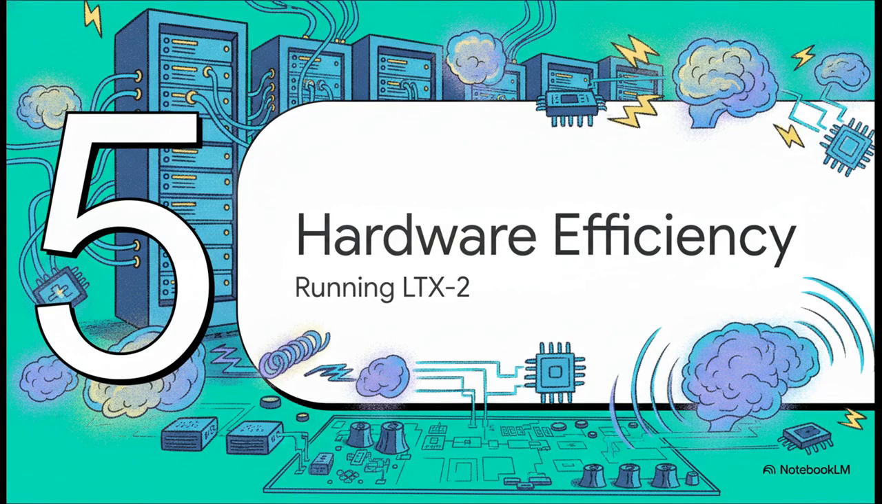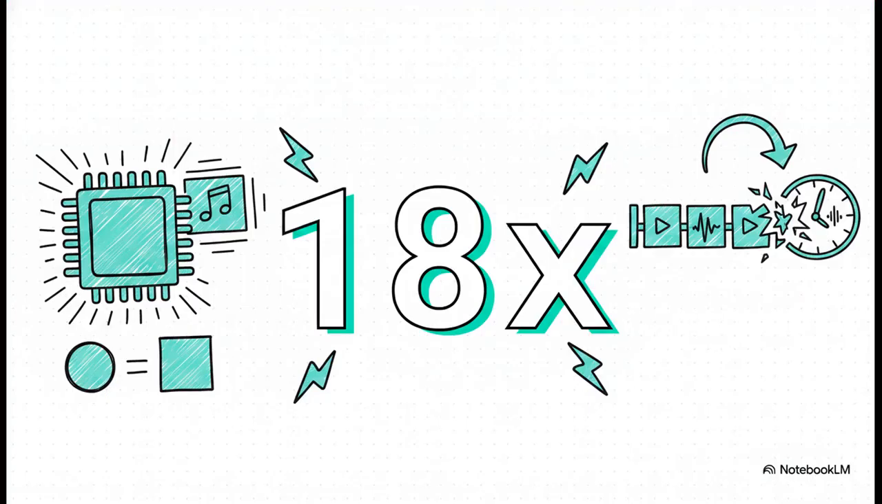And finally, Section 5, Hardware Efficiency and Inference, running LTX-2. Now, you might be wondering what kind of supercomputer you need to run an integrated 19 billion parameter model like this. Astonishingly, on a single NVIDIA H100 GPU, LTX-2 is 18 times faster than a video-only model like WAN 2.2. Just let that sink in for a second. It is generating highly complex video and perfectly synced stereo audio 18 times faster than leading video-only competitors, all on a standard high-end enterprise GPU.